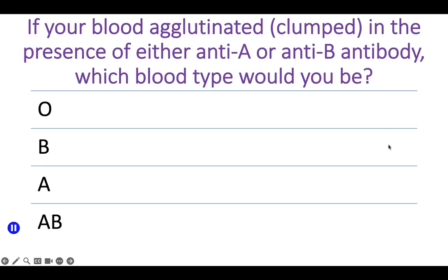All right, so here is a question to end this for you. If your blood agglutinated in the presence of either anti-A or anti-B antibody, so here we go, another way of saying that is in the presence of both. So if you put anti-A or anti-B on, the blood agglutinates. Which blood type would you be?